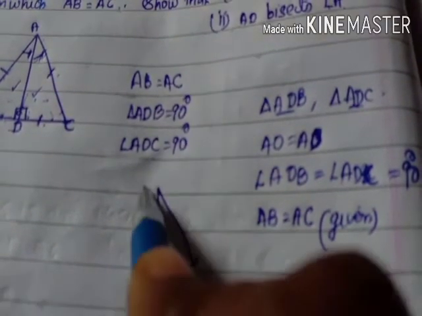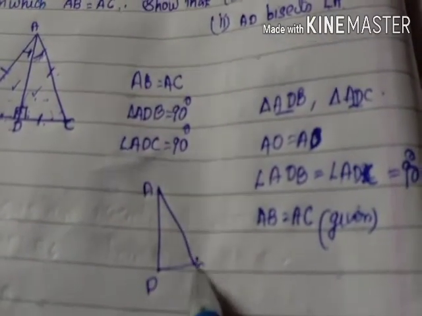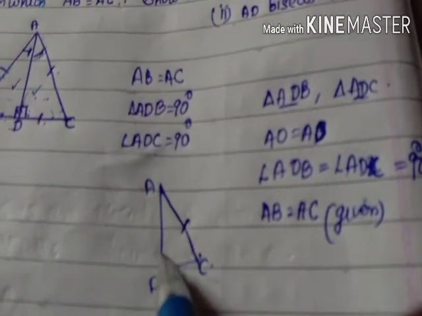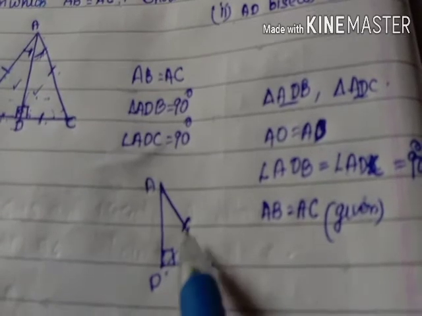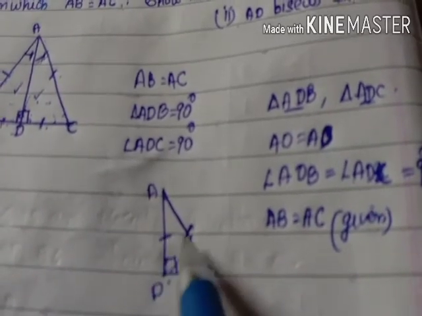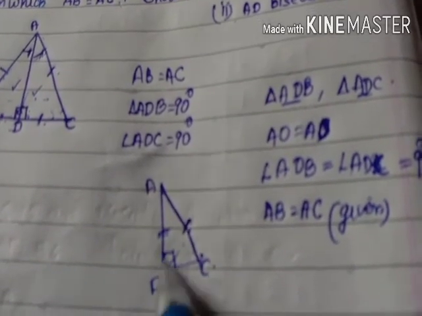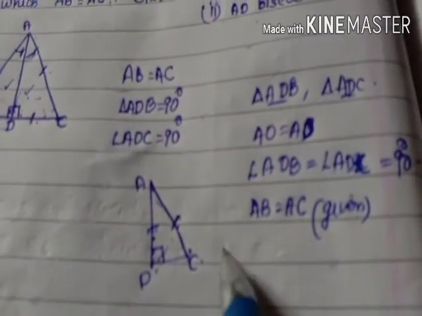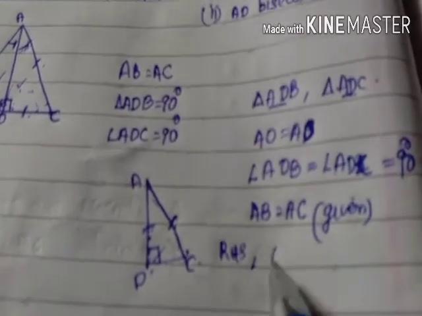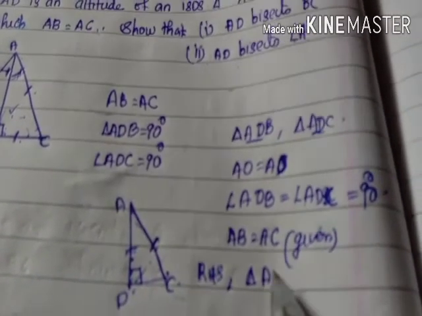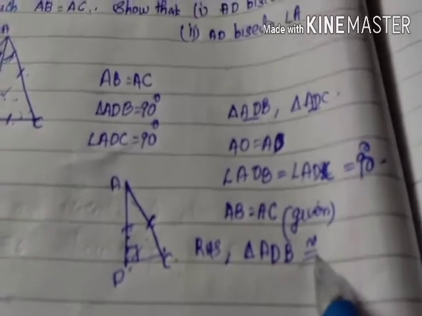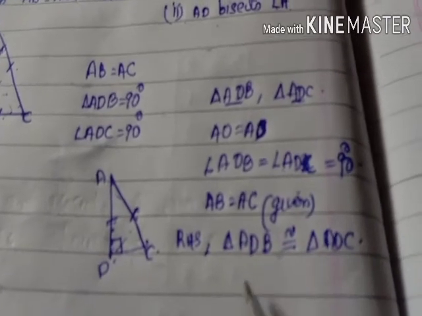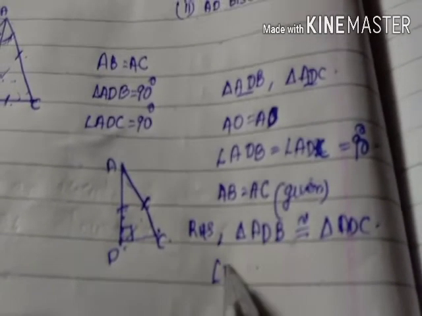So listen, the triangle ADC. Here the angle ADC is 90 degree, so that AC side is opposite to 90. So opposite to 90 means it is hypotenuse. So in the triangle ADC, hypotenuse and one side. Okay. So by our RHS, recall RHS congruence rule, we have triangle ADB and triangle ADC are congruent to each other.